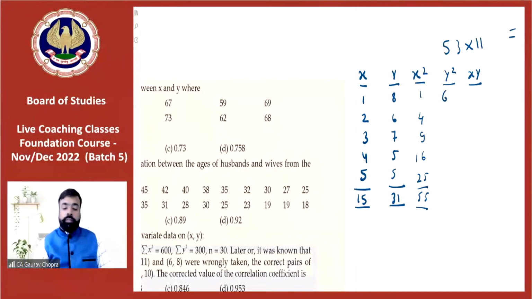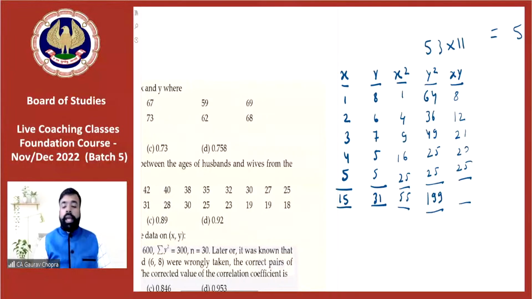Then y square. 64, 36, 49, 25 and again 25. So 199. And now we require xy. 8, 12, 21, 20 and 25. Now you can add and see what comes. 86.